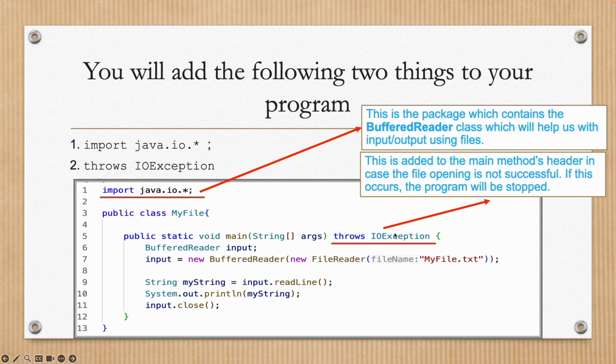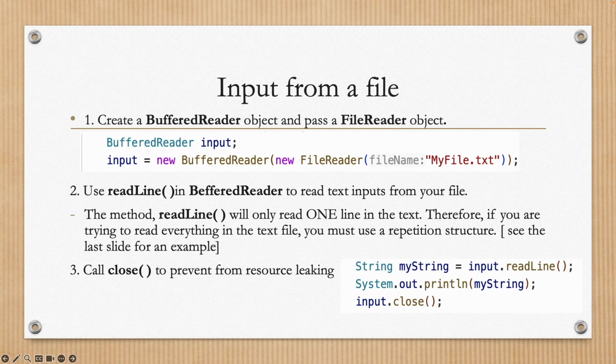Let's take a look, line by line, at what to do to read a file. The very first thing that you will do is create a BufferedReader object. This object will allow us to read a file. It is responsible for reading a file. And the FileReader object is the one that's responsible for locating the file. So FileReader will look for that file named myfile.txt, and then it's going to hand it over to BufferedReader. So the BufferedReader will take care of the rest.